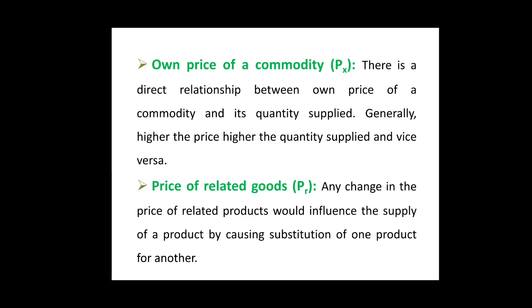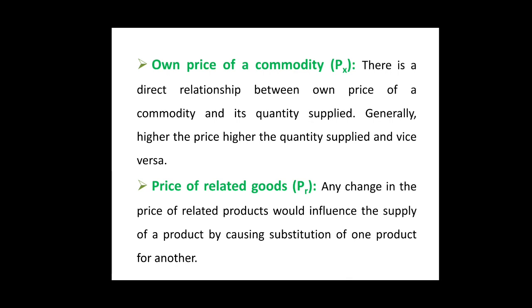Now coming to another important factor which determines supply of goods and services, that is price of related goods. Supply of any commodity depends not only on its own price but also on the price of its related goods, that is, on the price of substitute and complementary goods. Any change in the price of related products would influence the supply of a product by causing substitution of one product for another. For example, if the price of wheat increases in the market, the farmers would tend to grow more wheat than rice. This would increase the supply of wheat and decrease the supply of rice in the market.